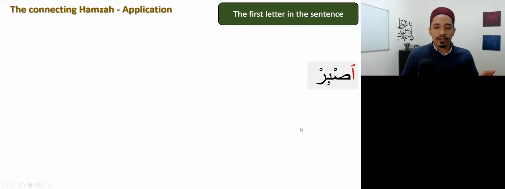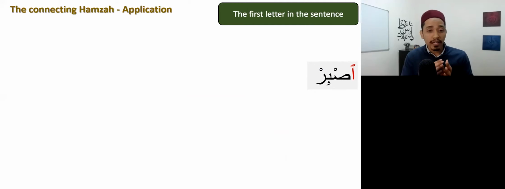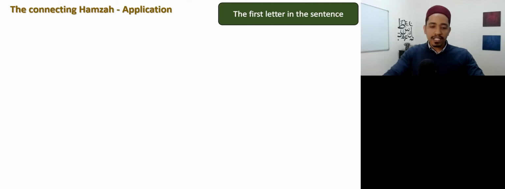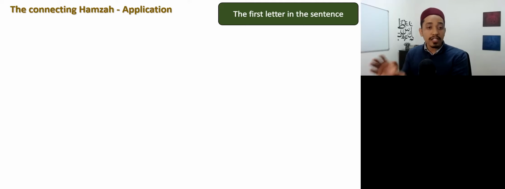The third letter will not have a sukoon, right? That is where it becomes confusing if you try to find a pattern beyond this pattern. Why? Because this topic in itself, the connecting hamza, doesn't belong in the science of reading. It actually belongs in grammar, right? And in another science of morphology, basically how words are made and how they change.